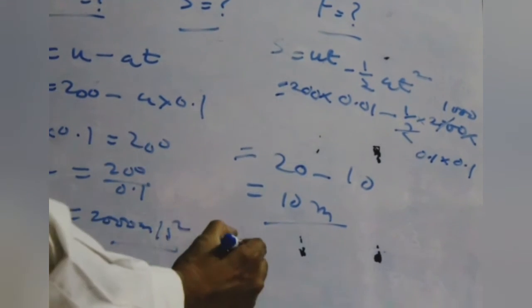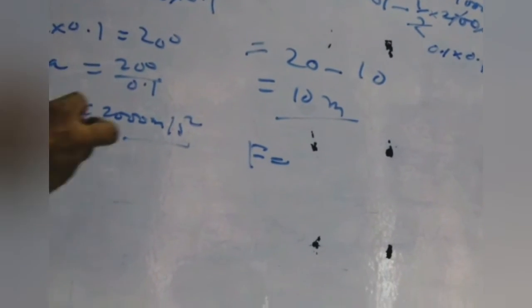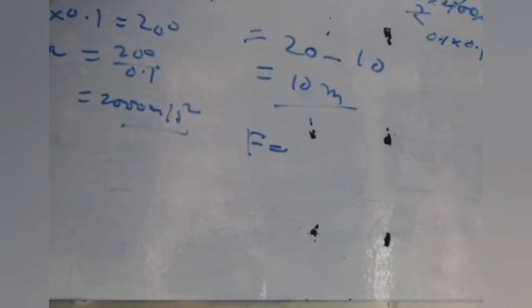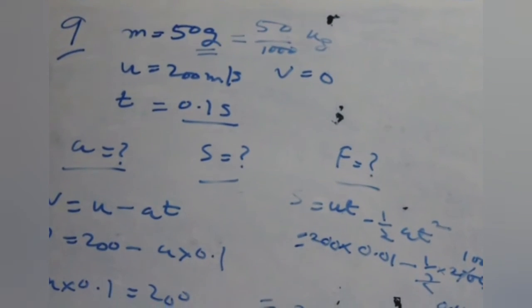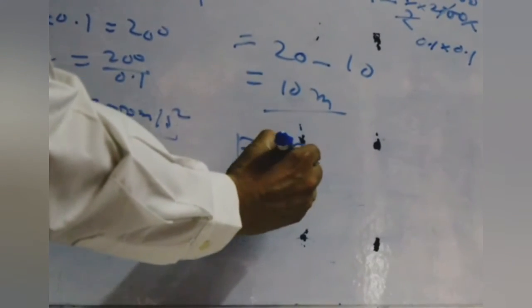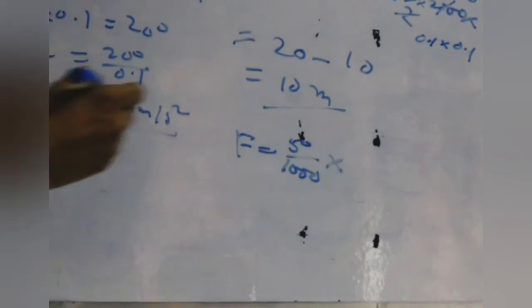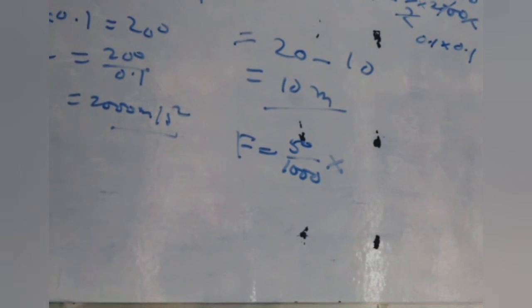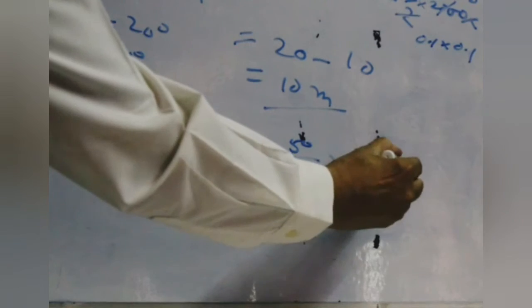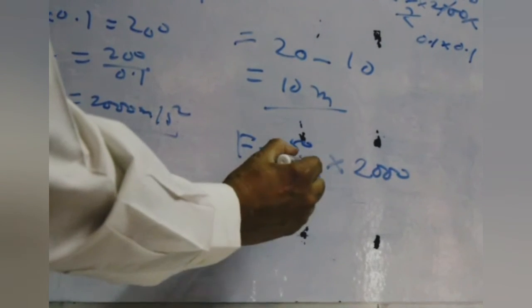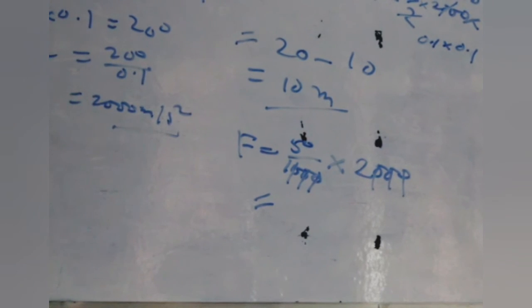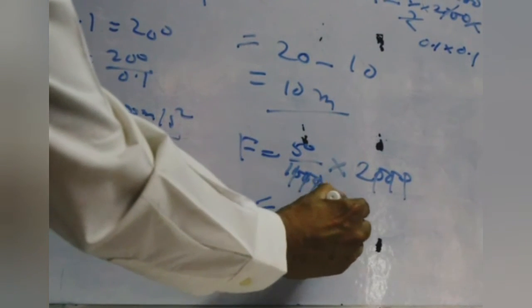And last we have to find out the force, F equal to mass times acceleration. Now this is in CGS unit, so 50 divided by 1000 kg. So we have 50 divided by 1000 multiplied by a, acceleration, that means 2000. So 50 into 2, that means 100 Newton.